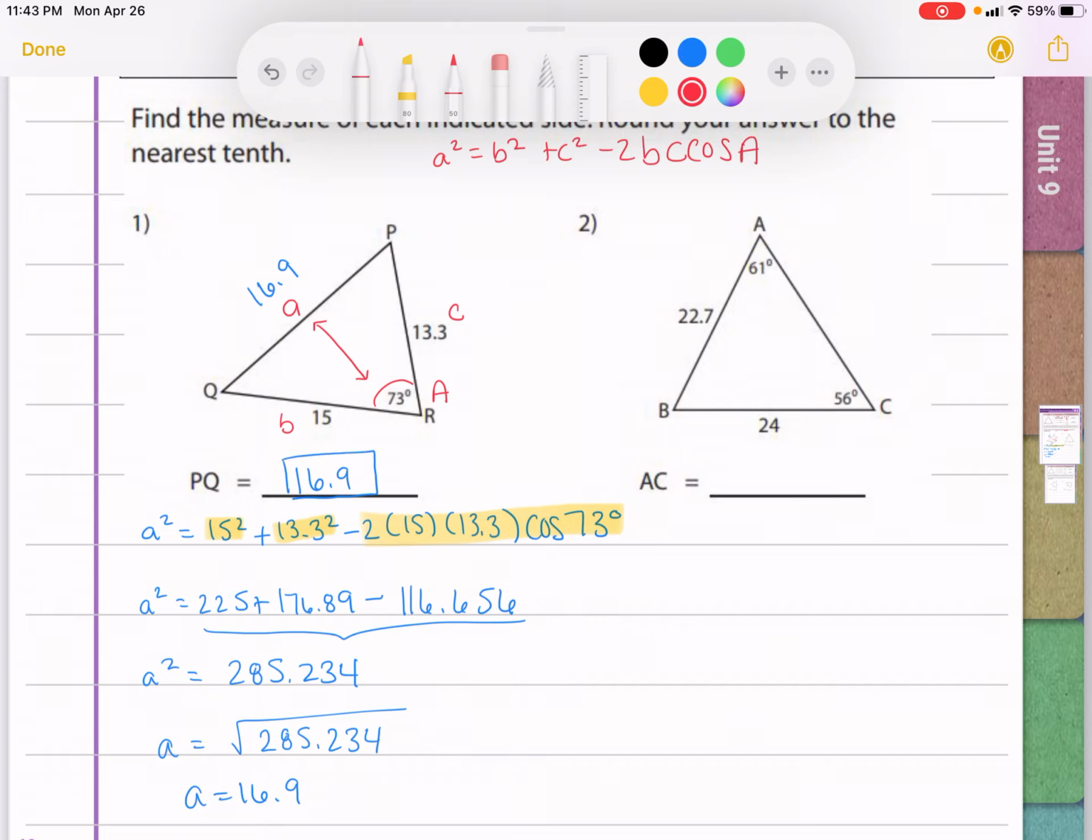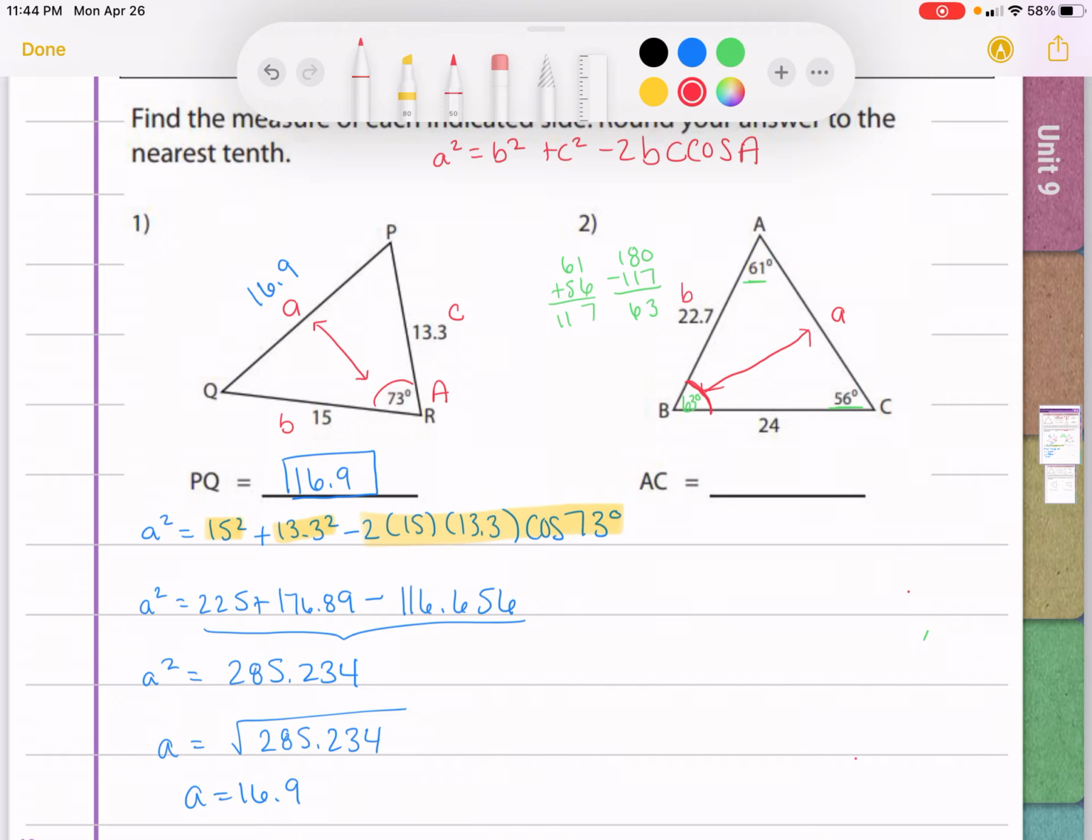Let's look at problem two. So this time they want side AC, so that's my little a. And we need an angle that's opposite or across that one, which would be angle B. They didn't give it to us, so we're going to need to find it first. So I'm going to calculate that. I'm going to add the two angles we do know, 61 plus 56, and subtract those from 180, because the three angles in a triangle add to 180. So that comes out to 63 degrees. So angle B is 63 degrees.